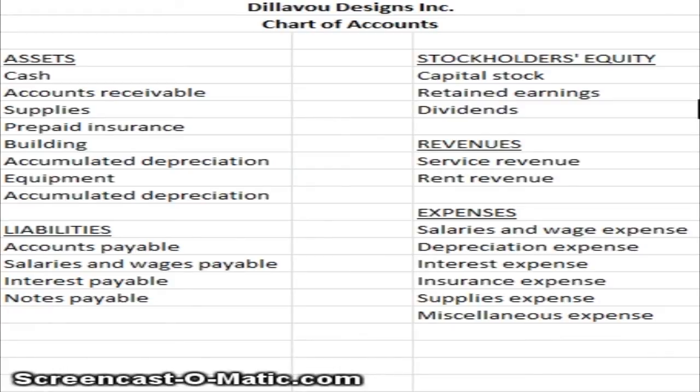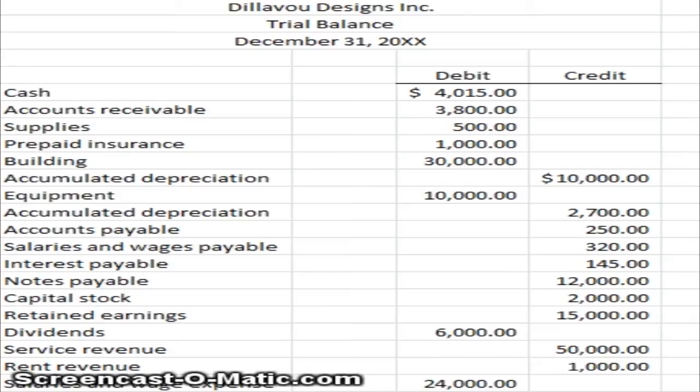A chart of accounts will be listed in the accounting equation order that we've looked at before. So you'll have assets, then liabilities, then stockholders' equity, then revenues, then expenses. Okay? So again, this is just a listing. There are no numbers associated with this. This just lets us know all of the different accounts that we have available or are in use by our company. The other report we're going to look at is the trial balance.